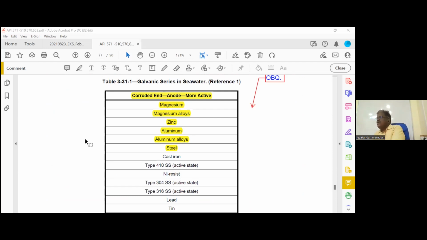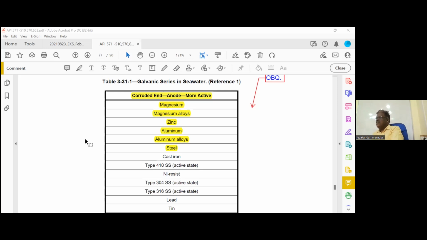When two different conductive materials, again I will repeat, when two different conductive materials are joined by an electrolyte and there is an electron flow between them, one will corrode, another one will be protected. That is the definition of galvanic corrosion. For galvanic corrosion to happen, we need four things. There are two different conductive materials, both should be immersed in an electrolyte, and there should be electron flow.